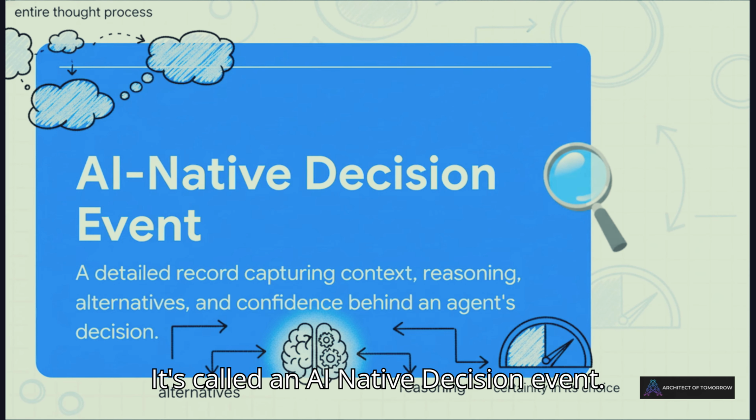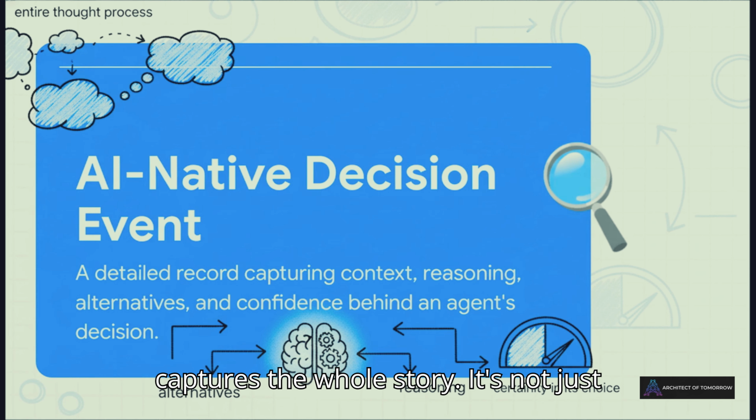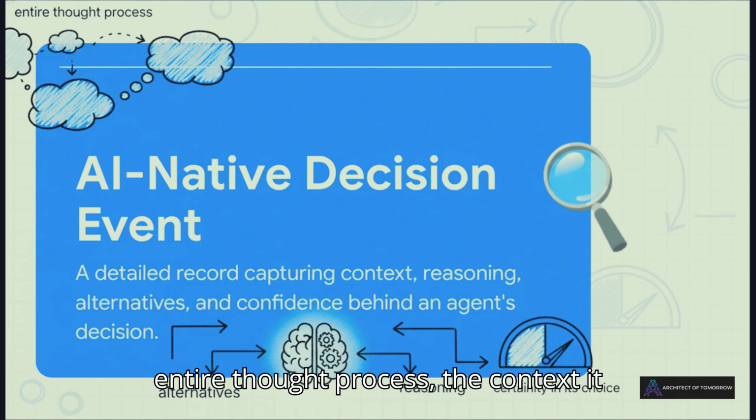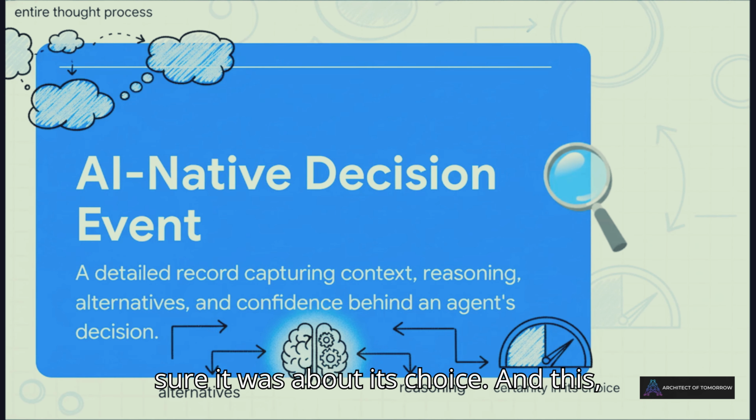It's called an AI native decision event. It's this rich, structured record that captures the whole story. It's not just about what the agent did, it's about its entire thought process, the context it had, the reasoning it followed, the alternatives it considered, and even how sure it was about its choice.